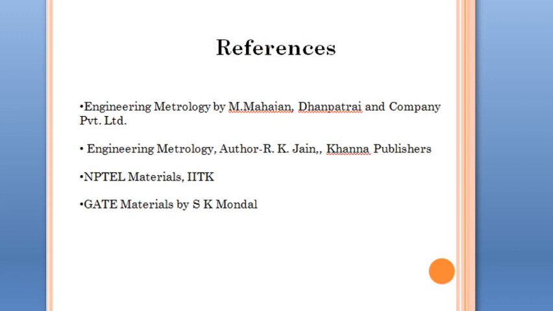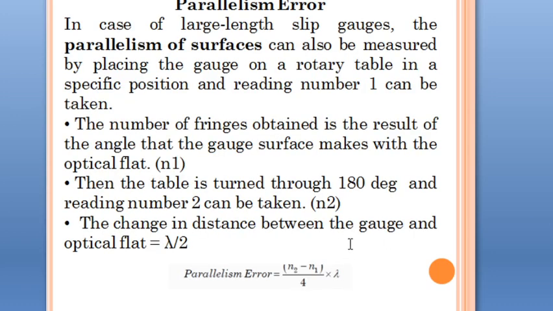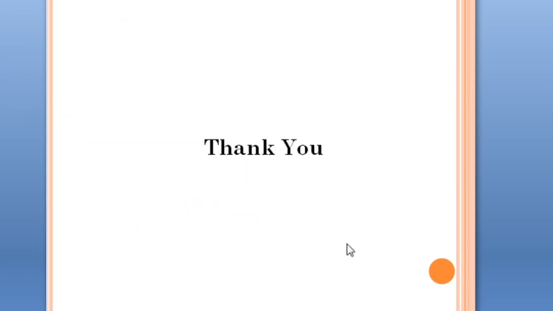So students, these are the references used in the lecture. What we have seen in this lecture: what is metrology, what are the instruments used in linear, angular and thread measurements, what are the surface roughness instruments, and how surface roughness is indicated by using various representations of symbols. Thank you, students.